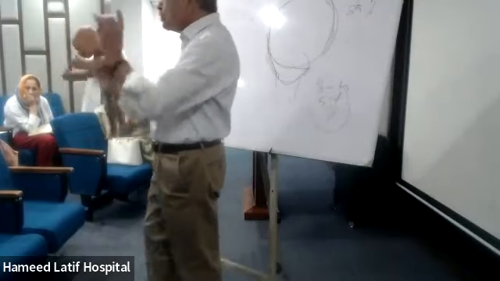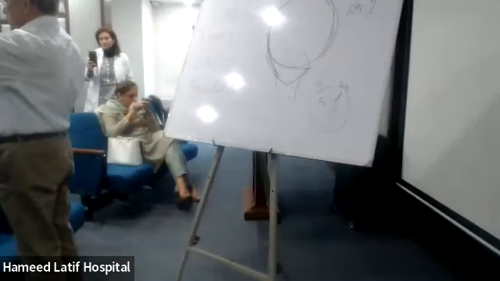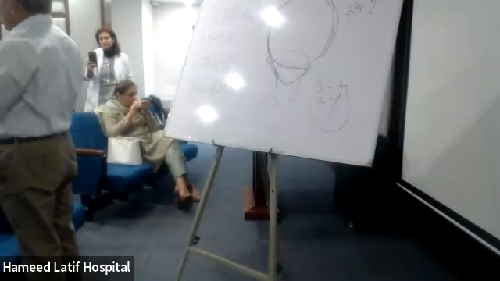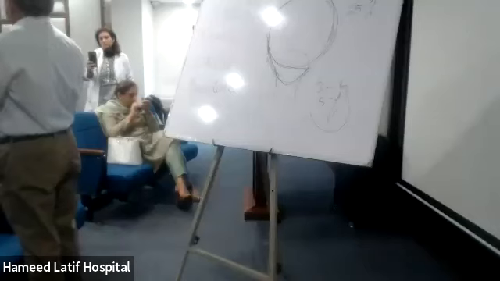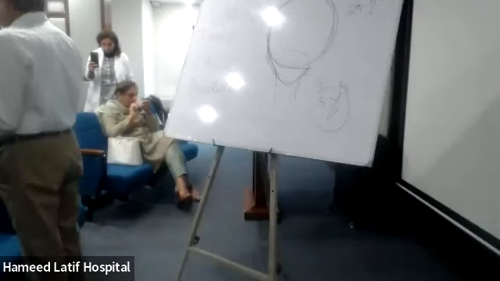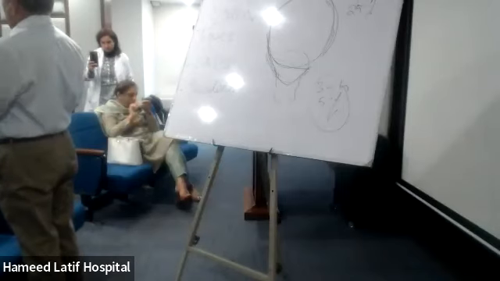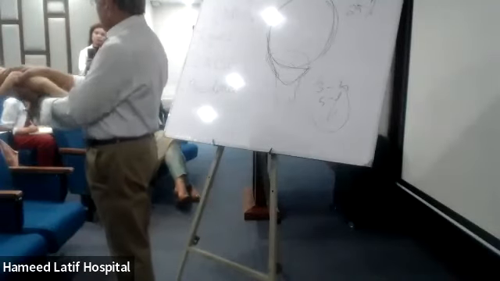And do that. Before that, while you do the Mauriceau-Smellie-Veit maneuver, ask your assistant to apply pressure over the suprapubic region to increase the fetal head's attitude of flexion and to facilitate its entry into the pelvic cavity. So the head has come. So the Mauriceau-Smellie-Veit maneuver is done.